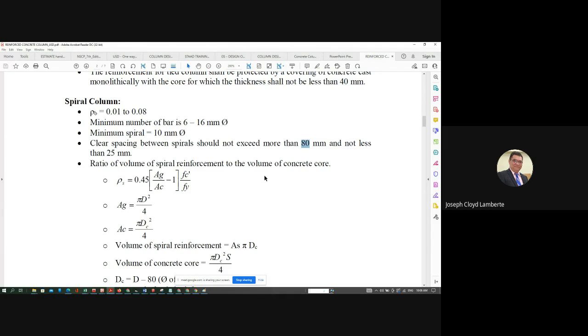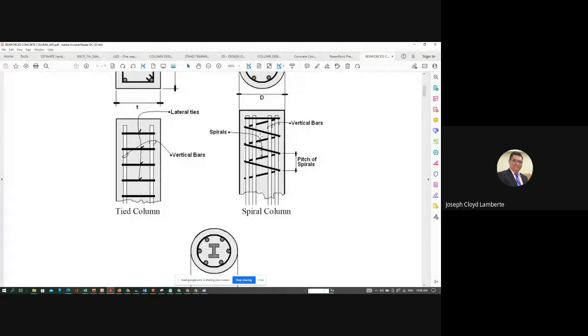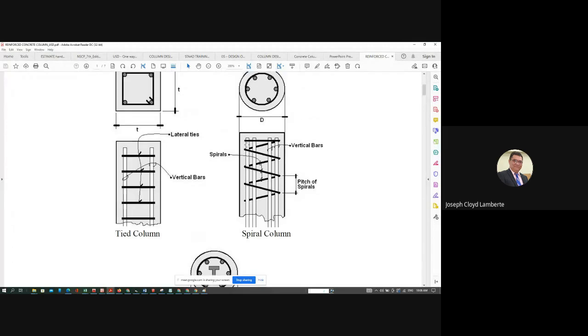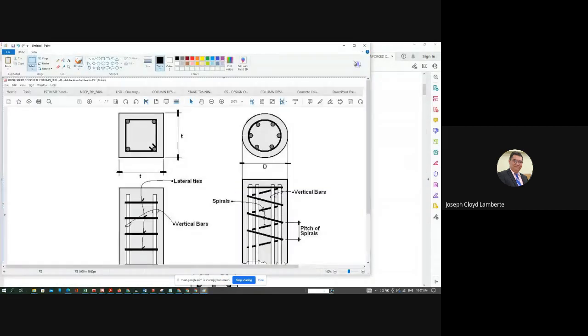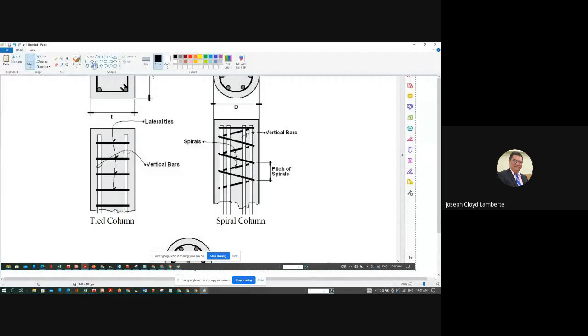That is because spiral siya, no? Inclined siya actually. Na tendency nga kung loose kayo, like for example, dako kayo nga spacing, ang tawag niya ng spacing is the pitch of the spiral. Kung dako kayo na siya, ma-overload ang imong column, na tendency nga ma-loose ni siya.